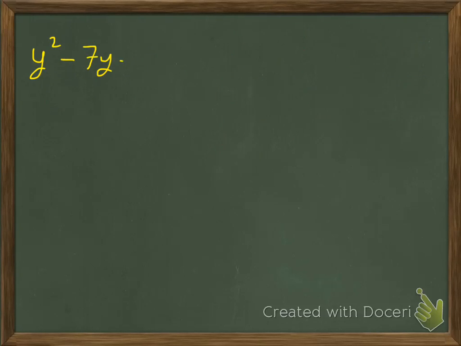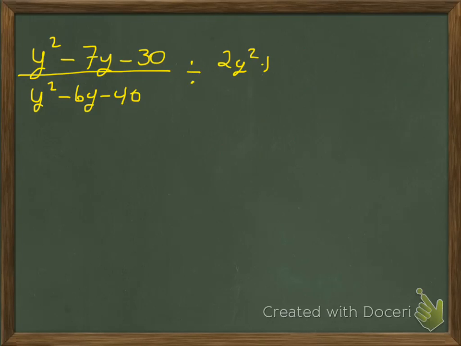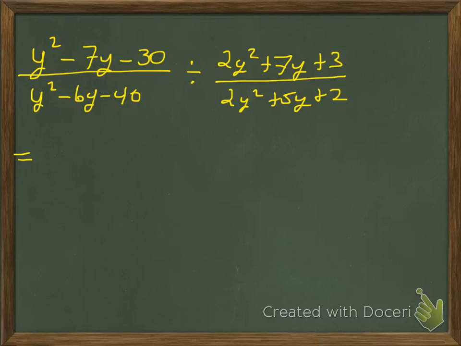Let's say we have y squared minus 7y minus 30 over y squared minus 6y minus 40, and we're going to divide that by 2y squared plus 7y plus 3 over 2y squared plus 5y plus 2. And just like with the multiplication, before I do anything, I'm going to want to factor. So we're going to factor the numerator and the denominator.